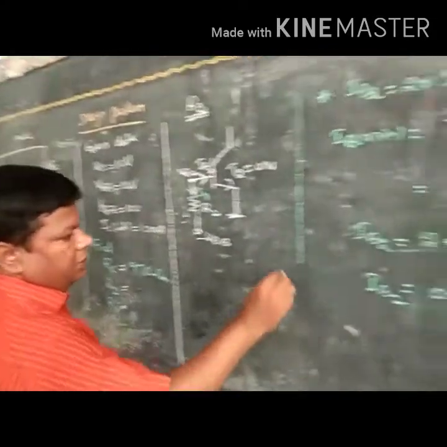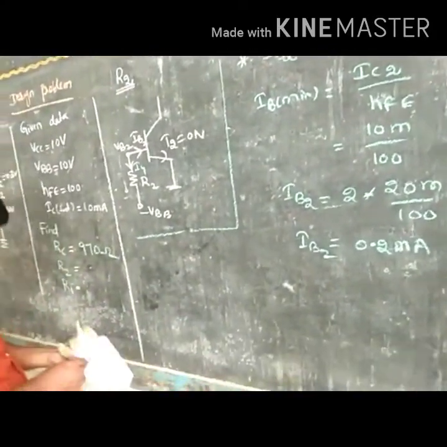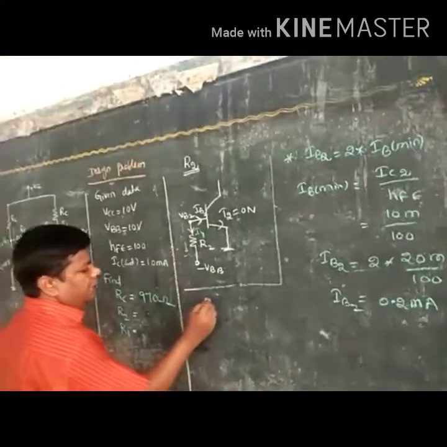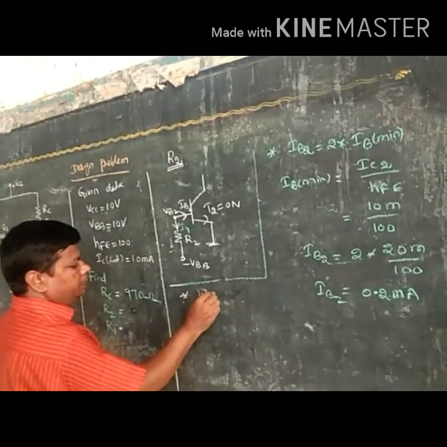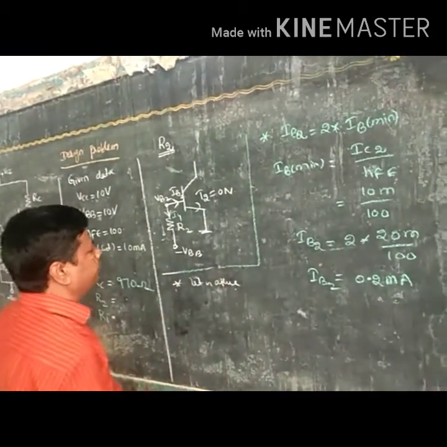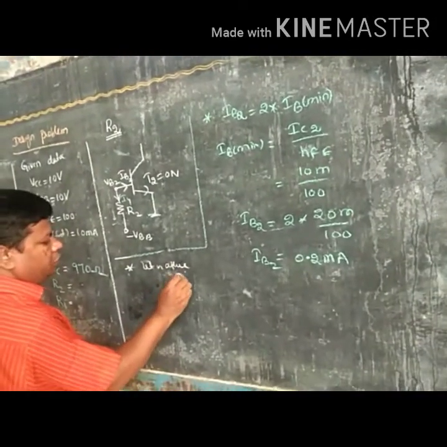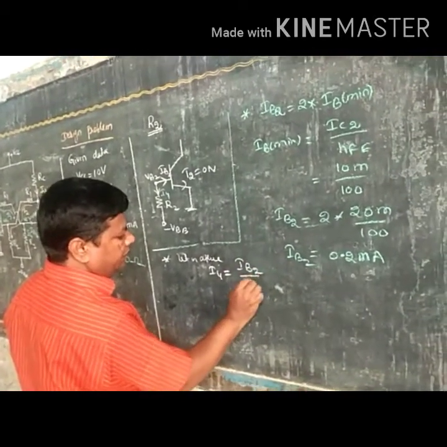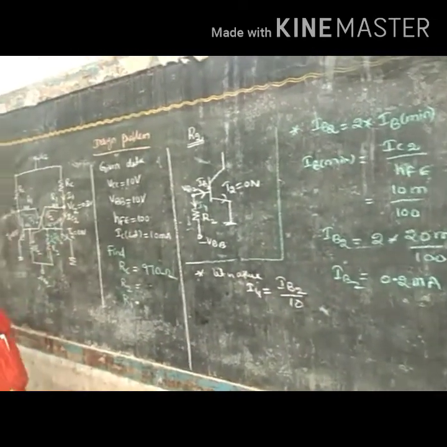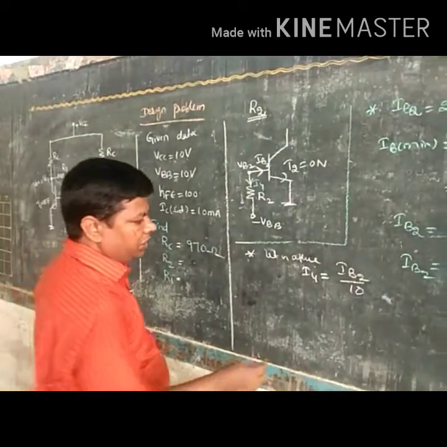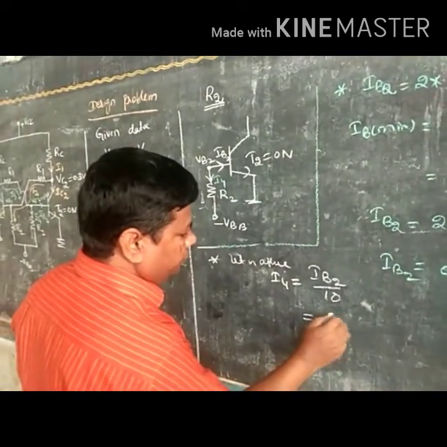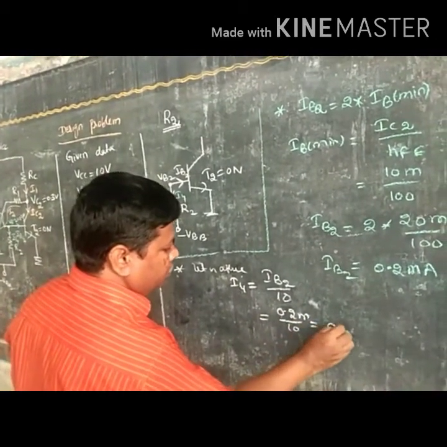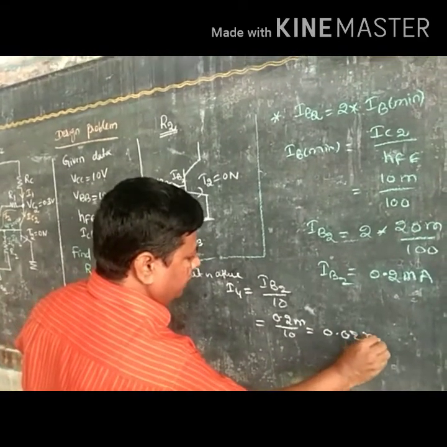Once you know the IB2 current, and again one more assumption here. Let us assume I4, the current flowing through R2 resistor, I4 is equal to IB2 by 10. This is based on a thumb rule. I4 is equal to IB2 by 10. That is equal to 0.2 milli by 10, 0.02 milliamperes.